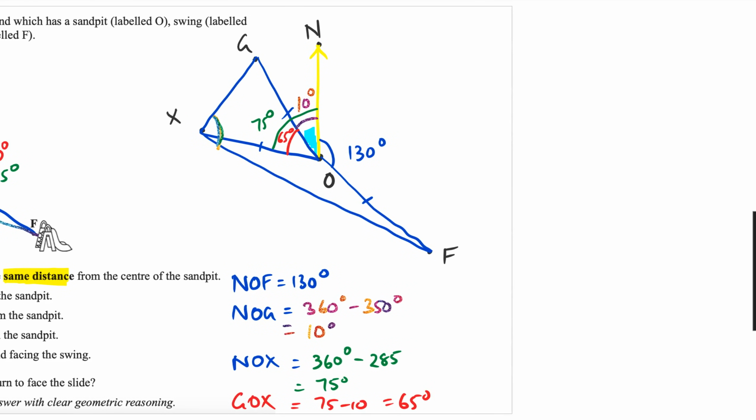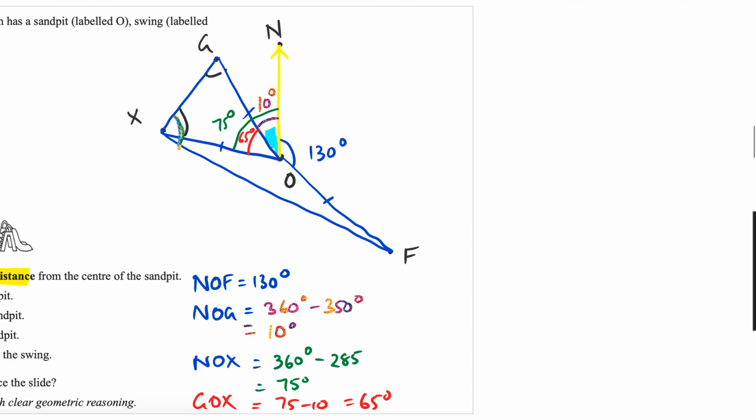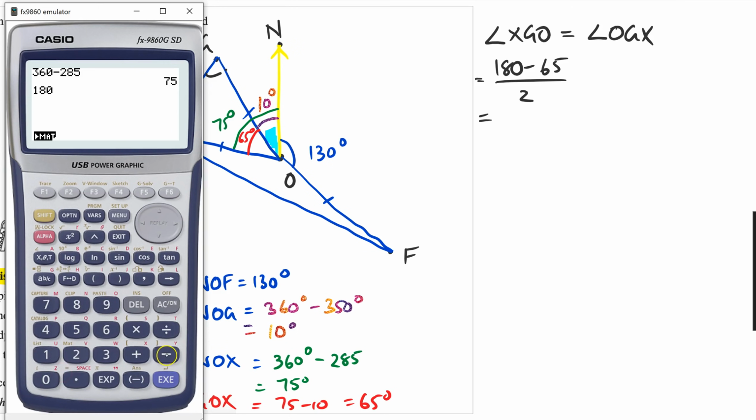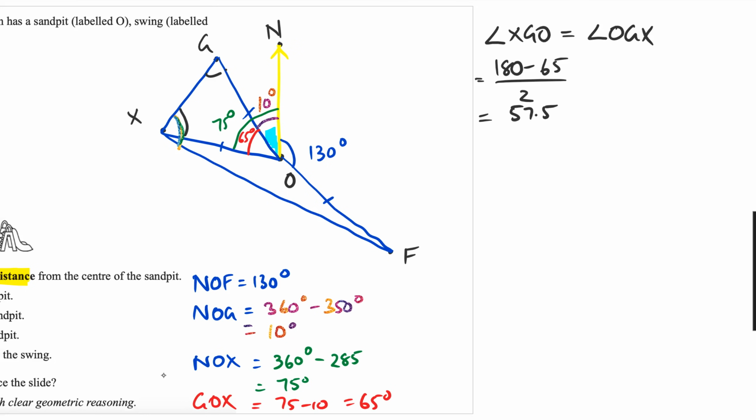Once I figure out that 65 degrees, I can then work out what these two angles are, because they are base angles of an isosceles triangle. So I can say angle XGO equals angle OXG, where I'm going to go 180, take away 65, divided by 2, which is 57.5 degrees. So those two angles there are 57.5 and 57.5.